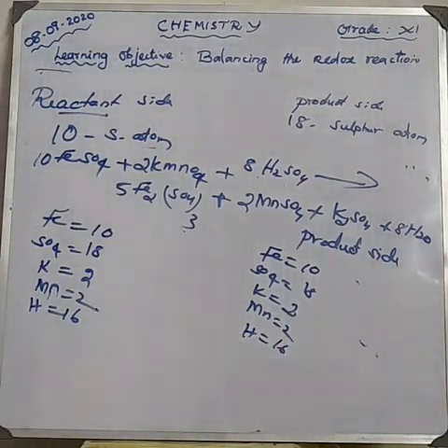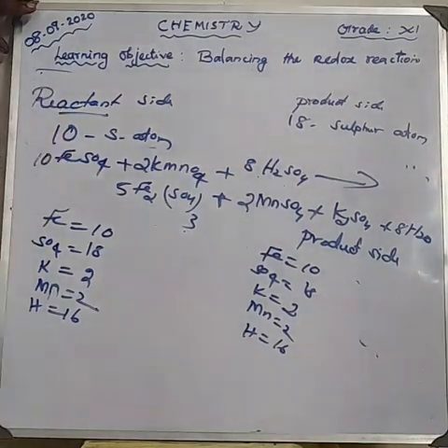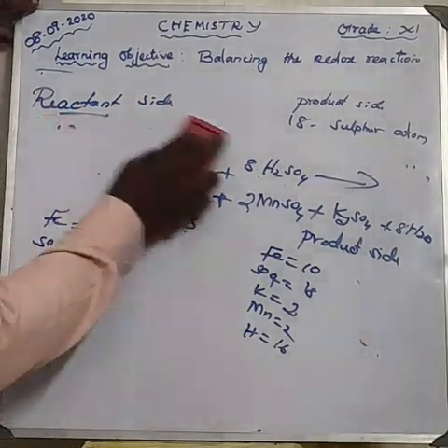Next, we are learning the ion electron method. I already told you about that. Which method? Ion electron method. Otherwise it is called the half reaction method. In this area, if you have any doubt, please call me. Okay.